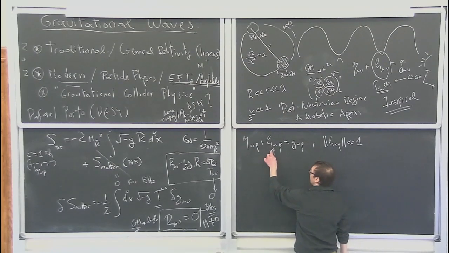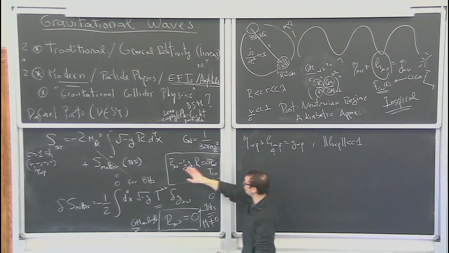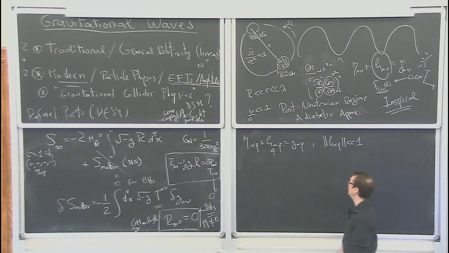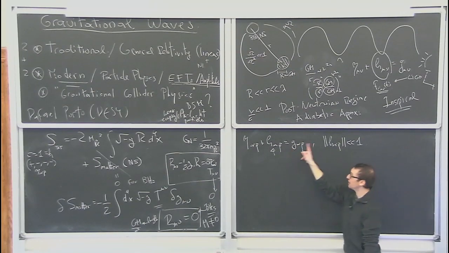And solving for this guy will be our goal. Now, you can just plug this in these equations and iterate. Of course, here, when you compute the R mu nu, you have to invert the metric. And when you invert the metric, for example, you get an infinite tower of these guys.